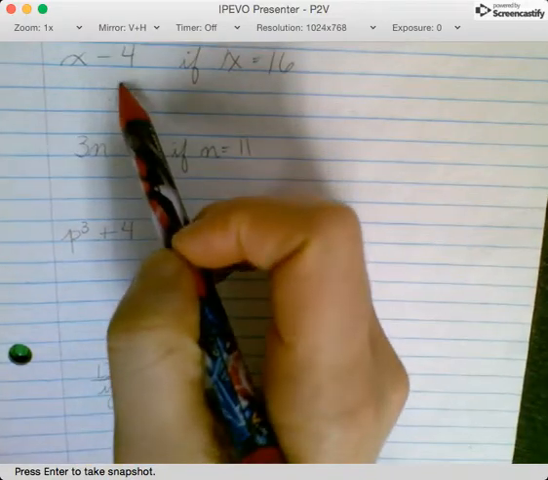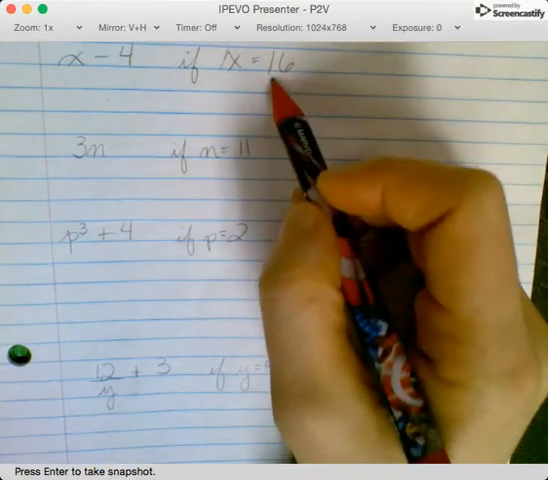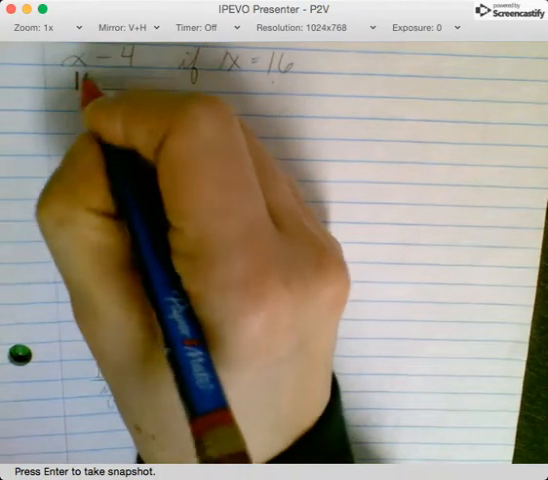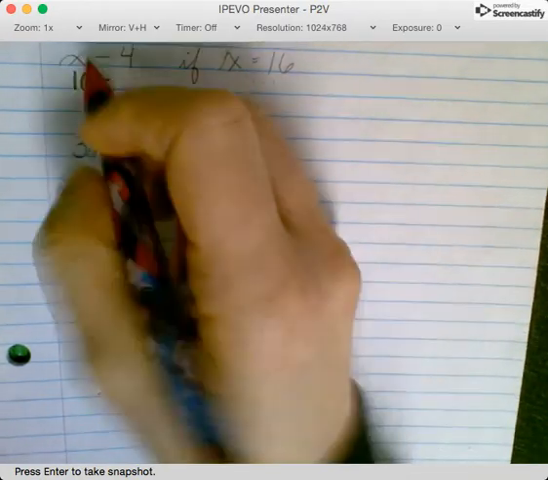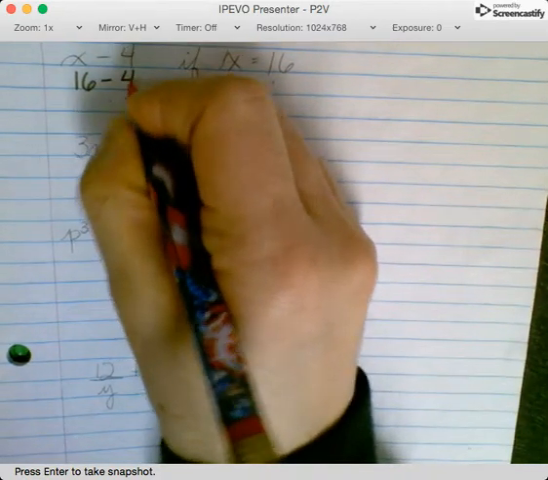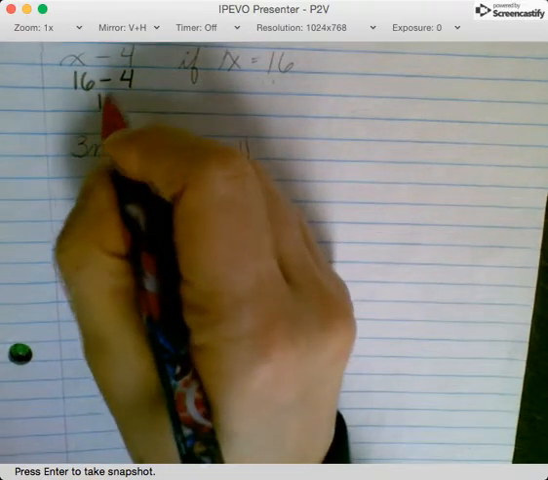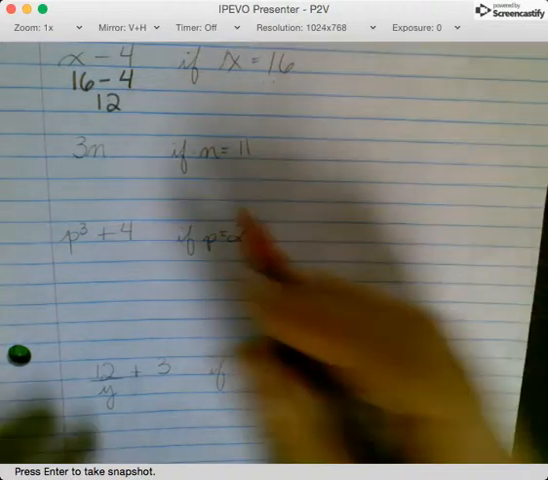So if I have x minus 4, that means that I subtract, obviously. So the first thing I'm going to do is just write the problem with the value substituted in. If x equals 16, I just put the number 16 in for x. That would mean my answer is 16 take away 4, and 16 take away 4 is 12. So I just solve that way.